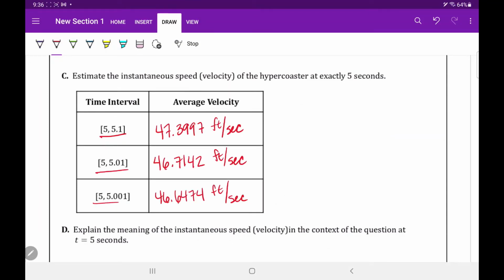So here are the answers. Go ahead and check your numbers. Notice they're all rounded to 4 decimal places. So check your answers. Notice we put feet per second every time. And then we need to also write out our explanation.